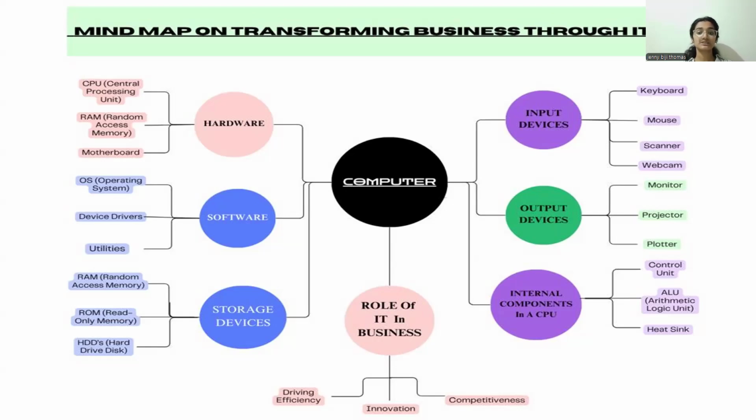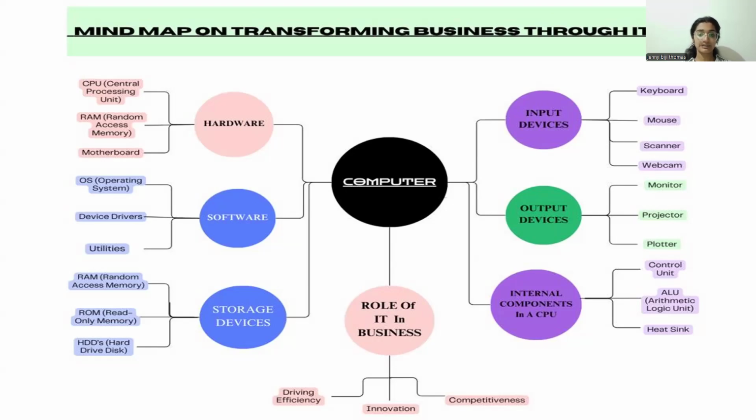CPU, called as Central Processing Unit. It is the primary component of a computer that executes instructions and performs calculations. It's often referred to as the brain of the computer because it handles most of the processing tasks. Random access memory. It is a type of computer memory that provides fast temporary storage for data and programs that the processor needs to access quickly. Motherboard. It is a central circuit board in a computer that connects all the other components, allowing them to communicate and function together.